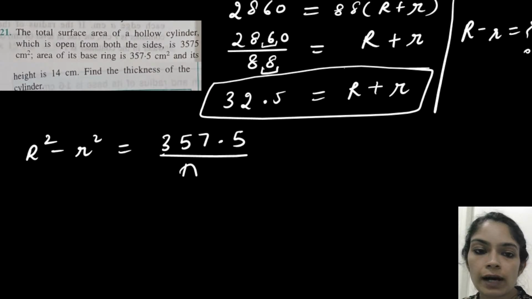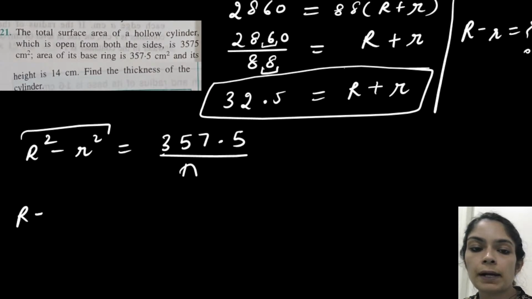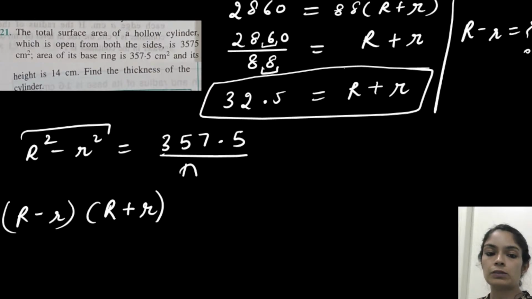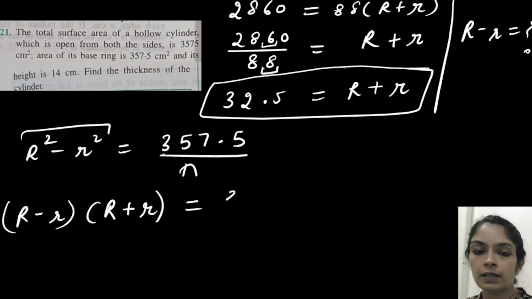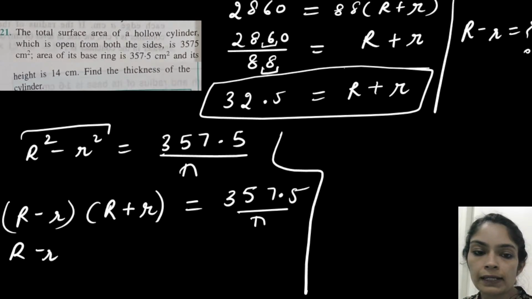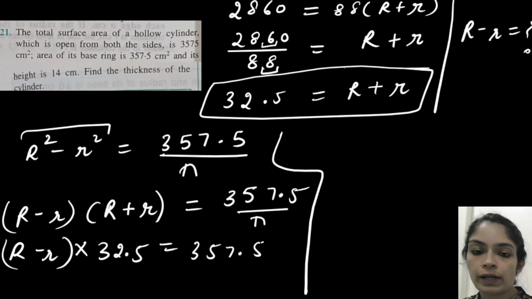Now we found the value of R plus r. This we can factorize. A square minus B square is A minus B into A plus B. So A is capital R, B is small r. So A square minus B square is A minus B into A plus B. So 357.5. Now we know the value of R plus r also. This is by pi. Pi's value we can write now. So R minus r into 32.5 is equal to 357.5 by pi. Pi's value we can write 22 by 7.